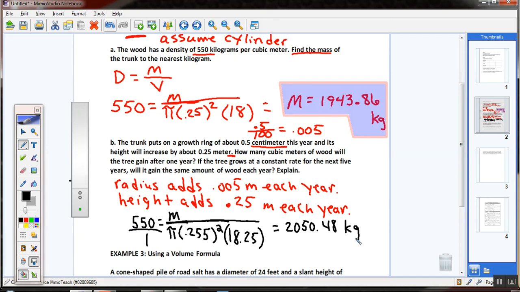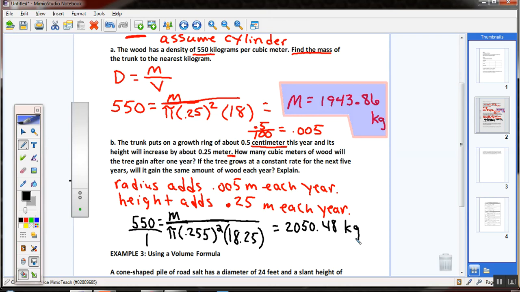Does it make sense that 2050 would be more than the 1,943? Why? Tree grew. It's going to gain mass, all right? Okay, now the next part of this, did you guys all get 2050? Is there anybody that's not getting that? Now the next part on this says, if that tree continues to grow at the same rate for the next 5 years, will it gain the same amount of wood each year? And explain. Well, could I figure out how much mass it changed from here to here?